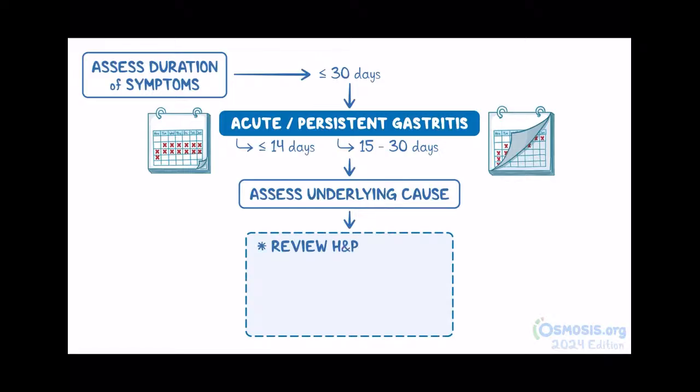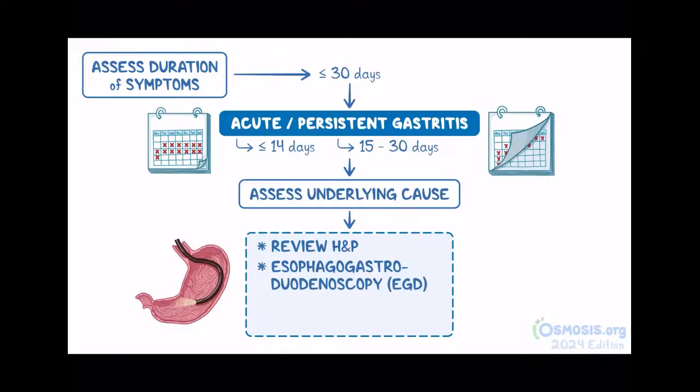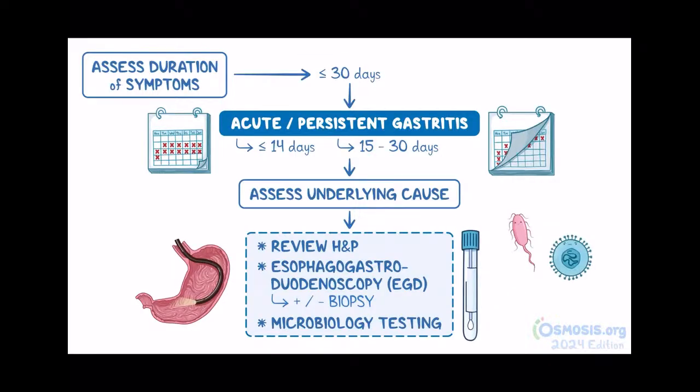First, review the patient's history and physical exam findings, and be sure to order esophagogastroduodenoscopy, or EGD for short, to visualize gastric mucosa and, if needed, take biopsy samples. Additionally, if you suspect infectious gastritis, don't forget to order relevant microbiology testing for bacteria, viruses, fungi, and parasites associated with gastritis. First, let's discuss stress gastritis.